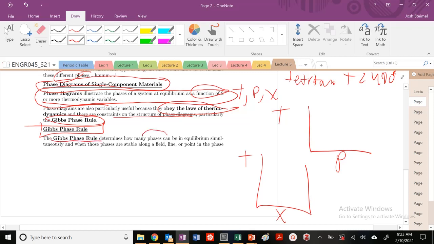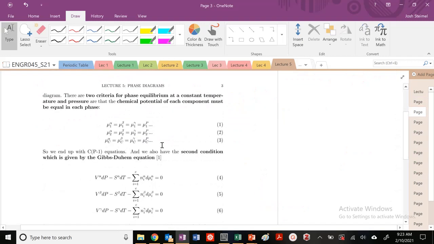It tells us how many phases can be in equilibrium simultaneously, and when those phases are stable along a field, basically 2 degrees of freedom, a line, 1 degree of freedom, or a point, 0 degrees of freedom. Again, we'll get into that in just a second. In order to satisfy the Gibbs phase rule, we have 2 criteria for phases to be in equilibrium at a given constant temperature and pressure.